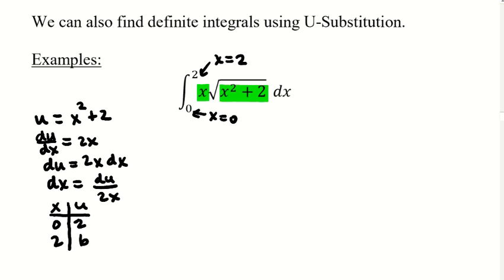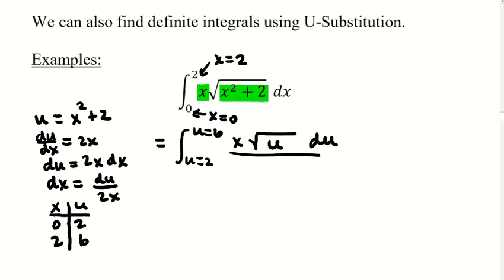So now this becomes the same as the integral from u equals 2 to u equals 6 of x times the square root of u. dx is du divided by 2x. See, the x's are canceling each other, and I'm left with an integral entirely in terms of u. And the divided by 2 I can factor out into the front. So that's half of the integral from 2 to 6 of u to the 1/2 du.